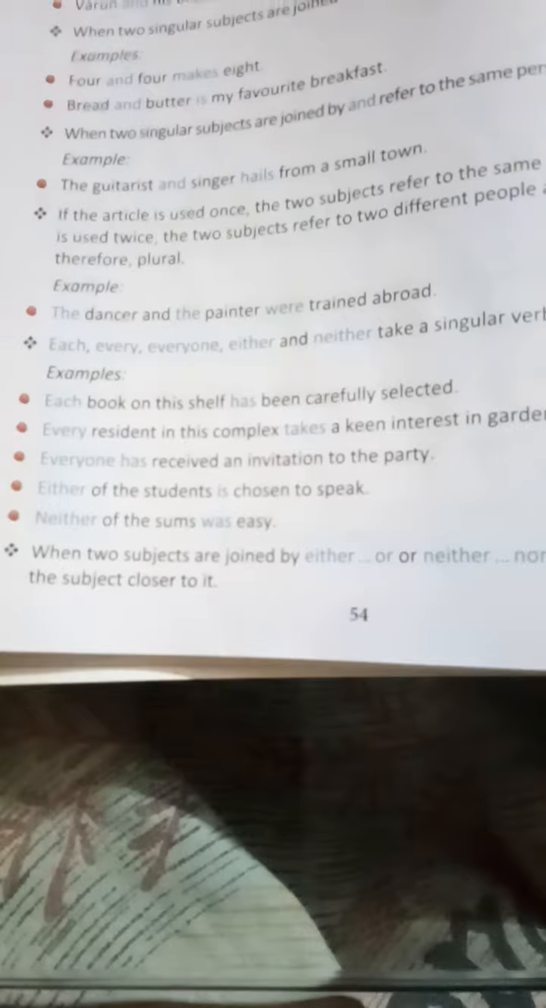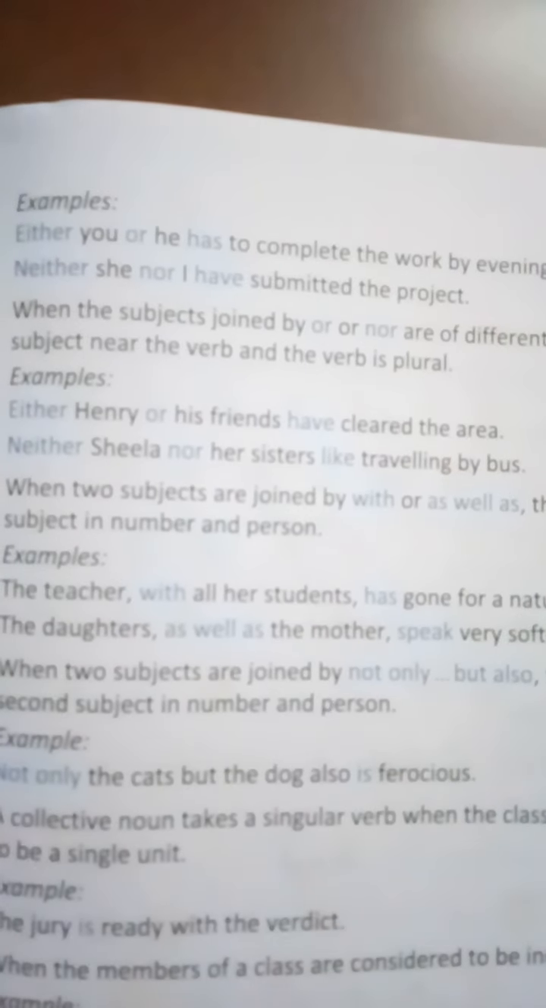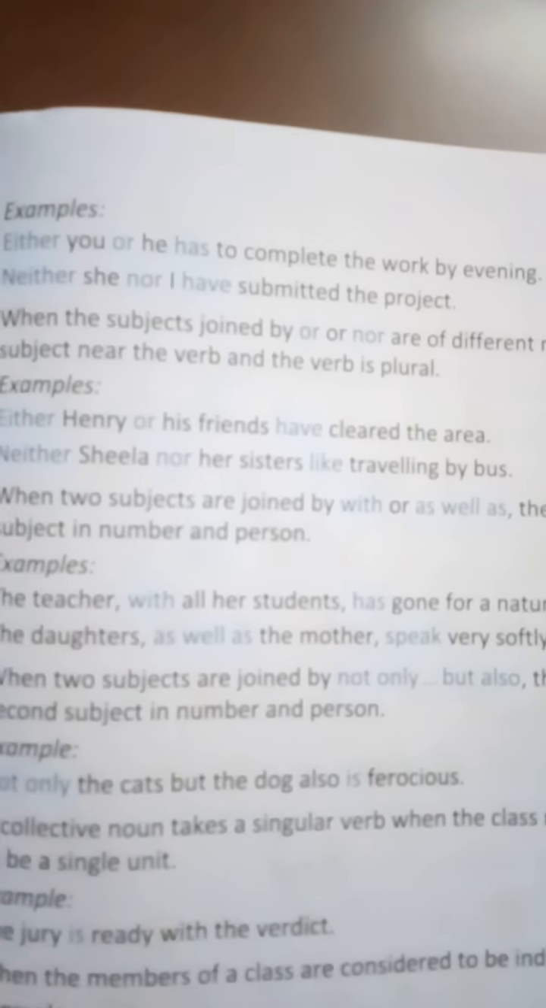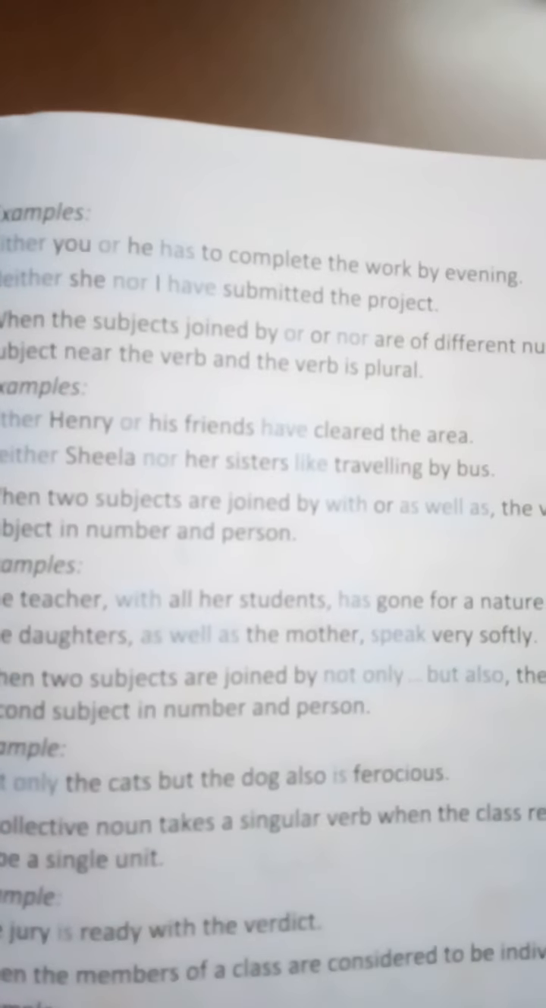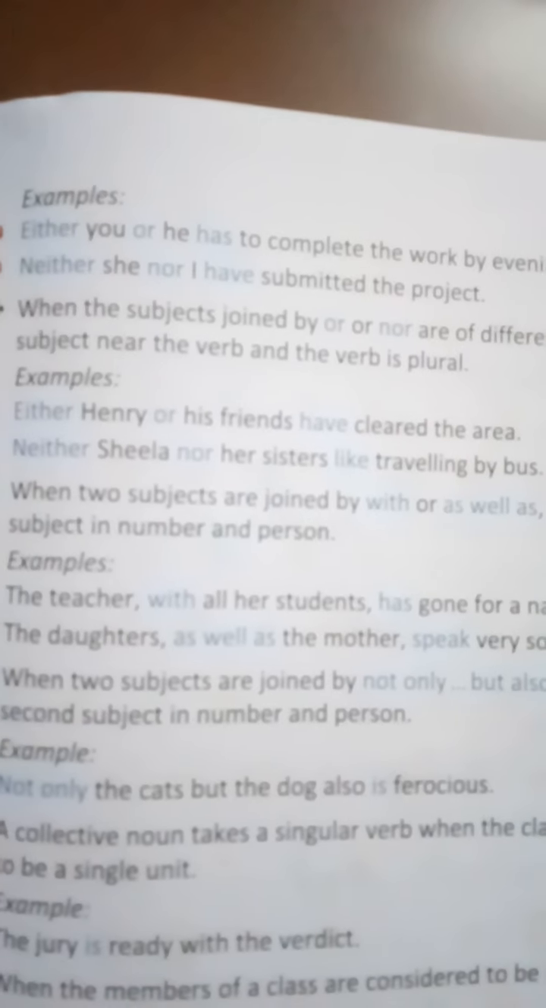When two subjects are joined by either or neither nor, the verb agrees with the subject closer to it. When we are going to use the verb, we will see which subject is nearest. Now, as per the examples, either you or he has to complete the work by evening. Here, he is nearest to the verb, so we have written has here. Otherwise, if you is there, then we would have written have.